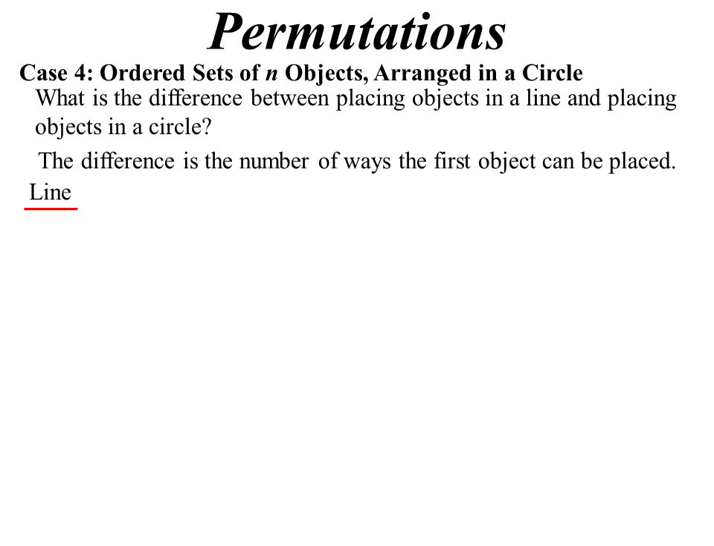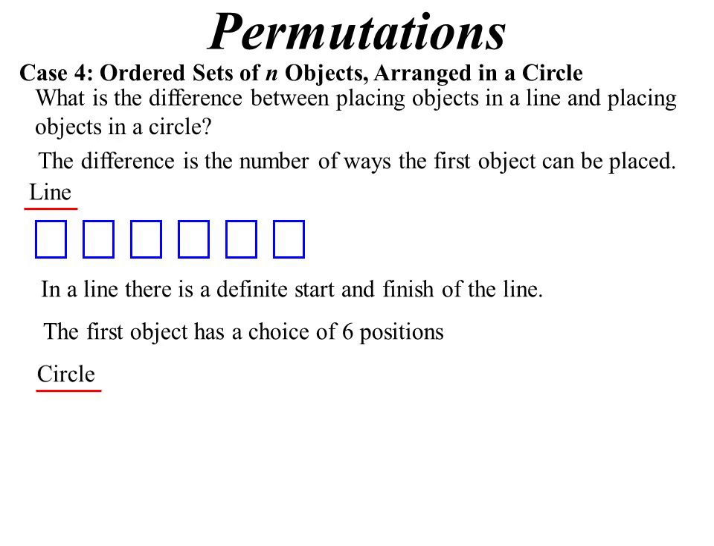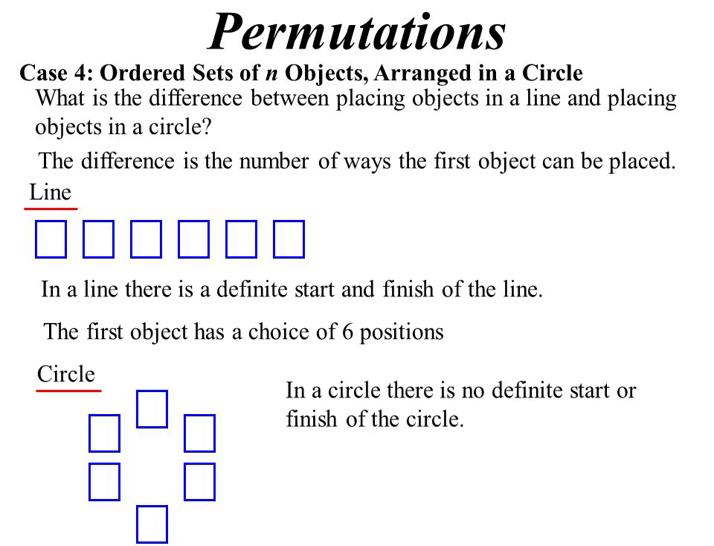So if we have a line, let's say here are all the spots the objects can go. Now, there is a definite starting point and a finishing point to the line. So if I want to place that first object, there are 6 positions I could put it in, and each one of those would create a different arrangement. When I have a circle, there is no definite starting point, because you can always rotate the circle and get the same arrangement. So the first object only has one choice, and that's to go in the circle, because it doesn't matter where you put it.